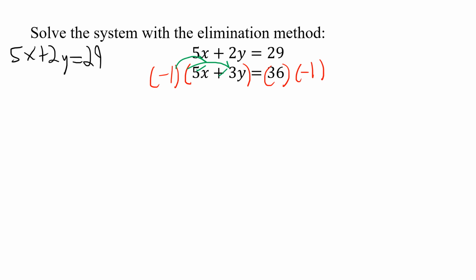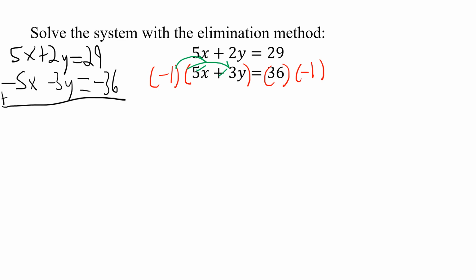And now with our bottom equation, I've got to distribute that negative 1. So negative 1 times 5x is negative 5x. Negative 1 times 3y is negative 3y. And we've got to bring that equal sign down. And negative 1 times 36 is negative 36. Now I can go ahead and add those equations together.